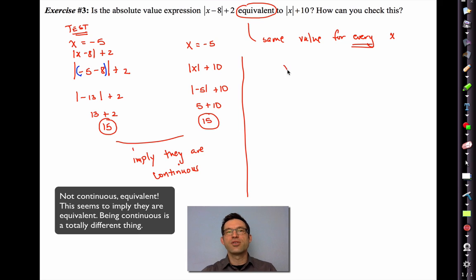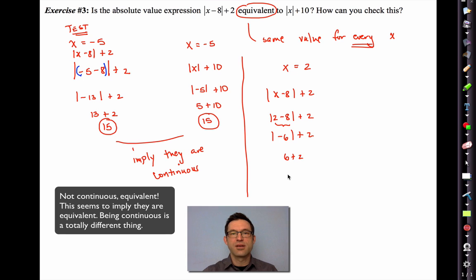But what happens if I took something like x equals, I don't know, let me go with x equals 2? Let's take a look at x equals 2. If I put it into this expression, let's take a look what I have. 2 minus 8. Got to watch out, that looks like a 12. Now remember, I have to do what's inside here first. 2 minus 8 is negative 6. And then the absolute value of negative 6 is 6. So I get 8. Let's now put x equals 2 in this one.